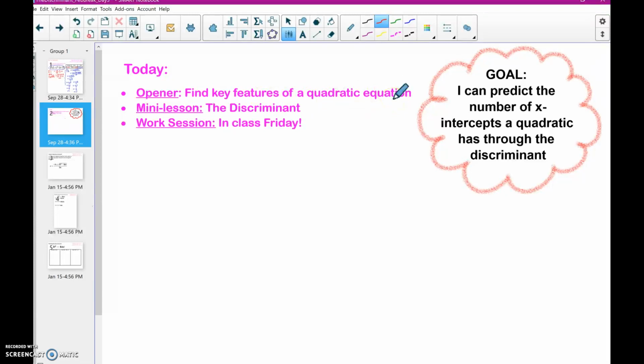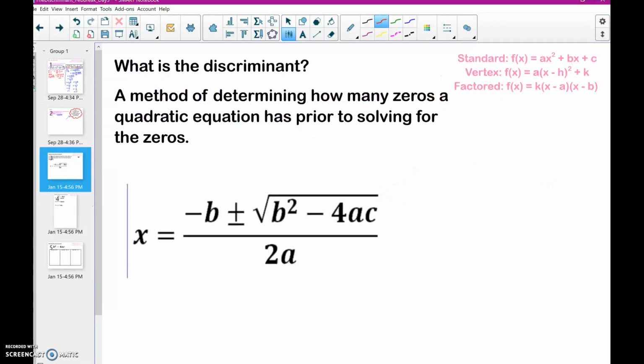Our mini lesson is over the discriminant, and remember your work session for this will be in class on Friday. The goal today is we can actually predict the number of x-intercepts a quadratic has through the discriminant, so it's really convenient. What is the discriminant? The discriminant is a method of determining how many zeros a quadratic equation has prior to solving for the zeros. So we can actually figure out how many x-intercepts this equation is going to have prior to even doing any work, which can be convenient in some cases.